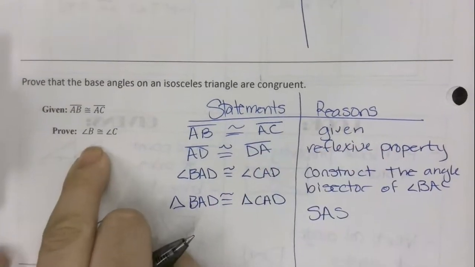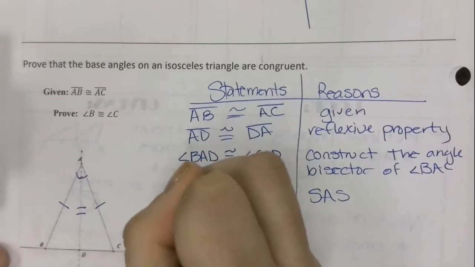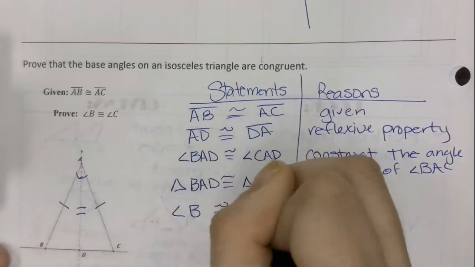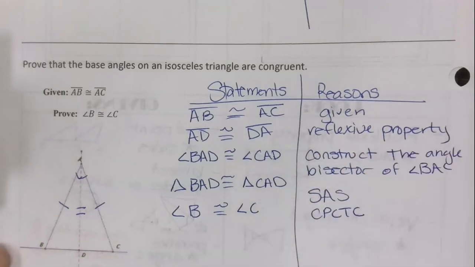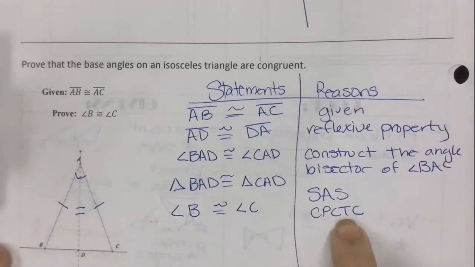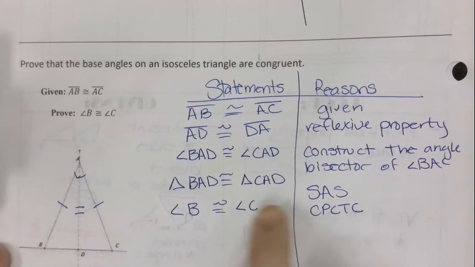I still want to prove that angle B is congruent to angle C. And then this would be by CPCTC. Corresponding parts of congruent triangles are congruent, because now that I've proven that the two triangles are congruent, any of their angles are going to be congruent.